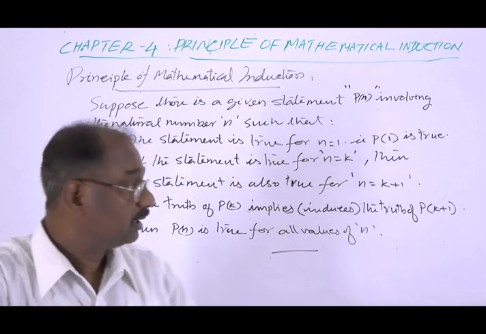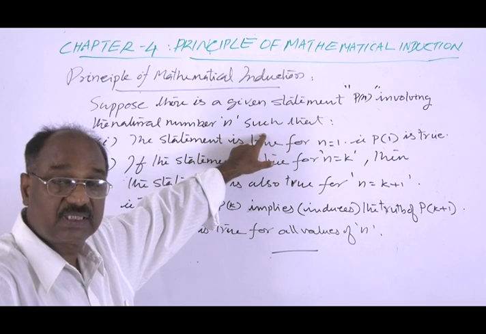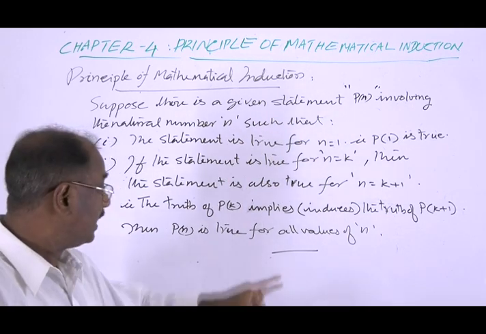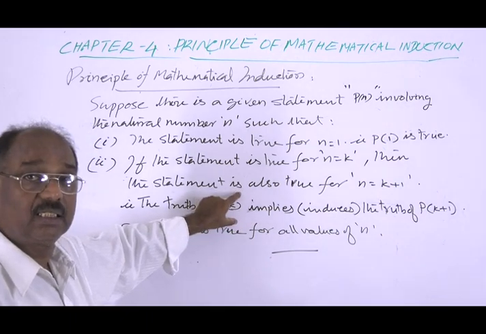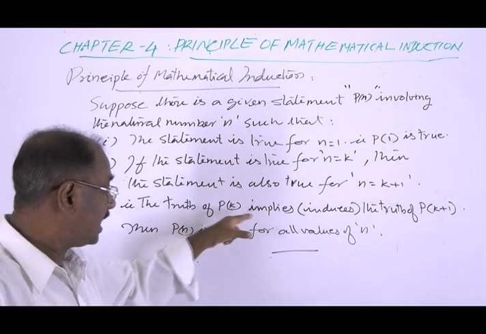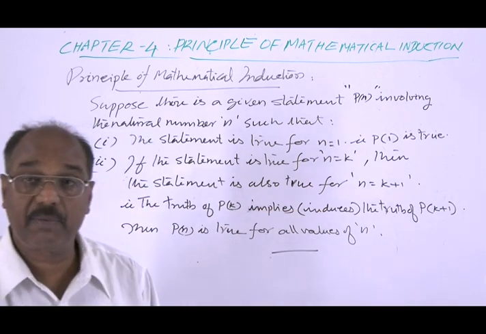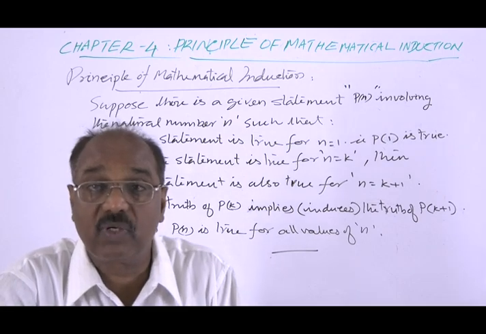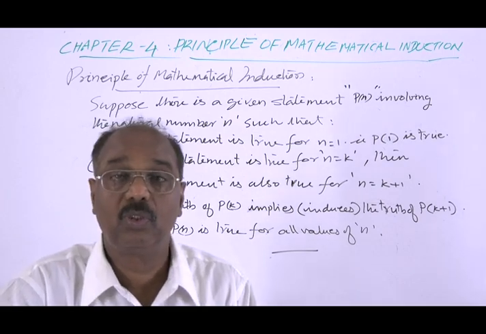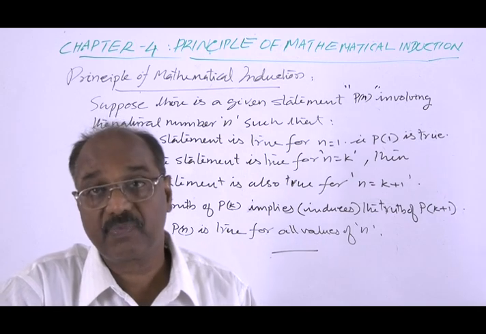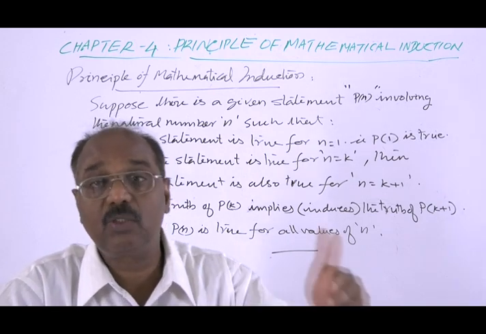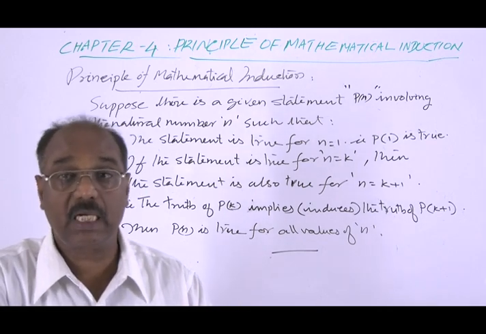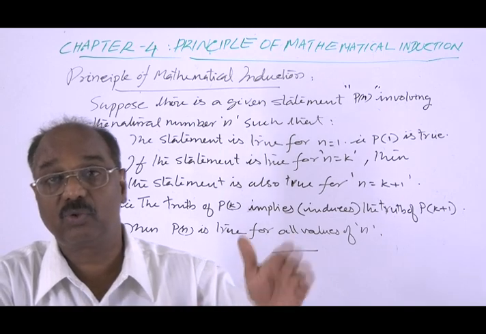So, then coming back to this first stage, it is already true for n equal to 1. Therefore, by the second induction, the truth of Pk implies or induces the truth of Pk plus 1. That means, since it is true for n equal to 1, it will be true for n equal to 1 plus 1, that is 2. That is, P2 is true. If it is true for n equal to 2, then it will be true for n equal to 3. P3 is true. P4 is true similarly. And this is true for all values of n.